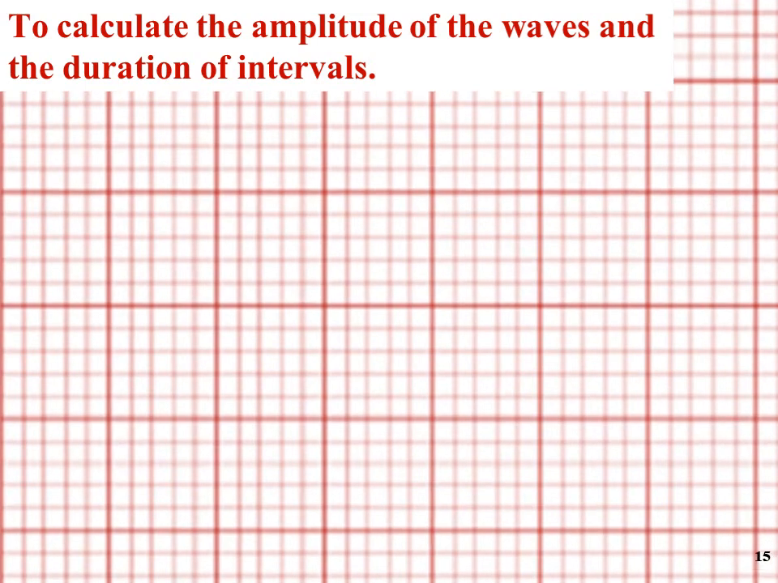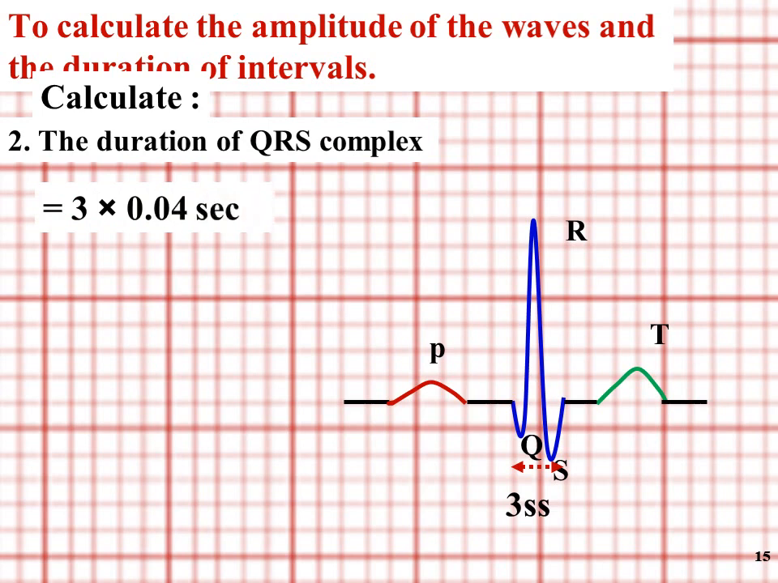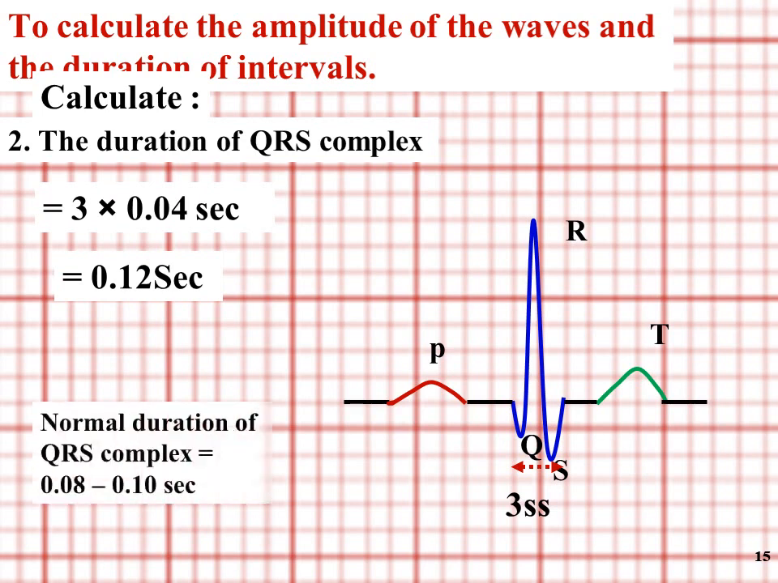Another example, calculate the duration of QRS complex. 3 small squares. 3 multiplied by 0.04 equal to 0.12 second. Normal duration of QRS complex from 0.08 to 0.10 second.